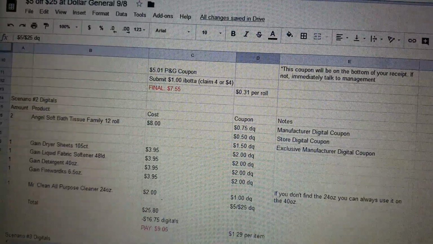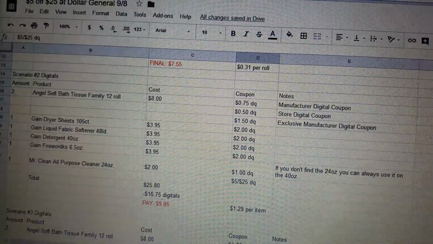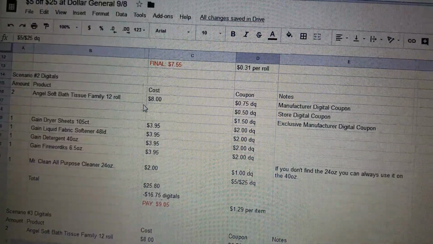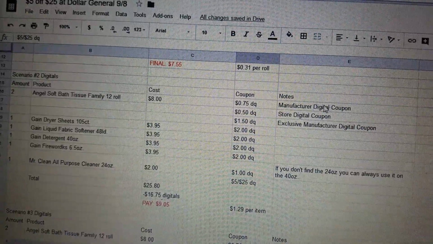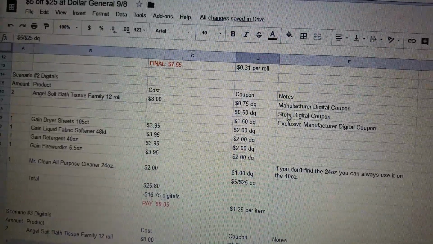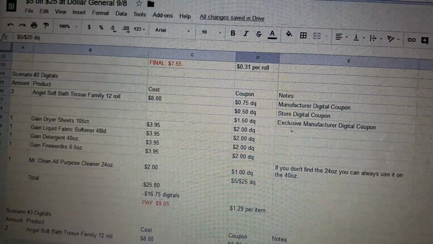This second deal that we have here, it's just digitals. You're going to pick up two of the Angel Soft Bath Tissue Family 12 rolls. They are 2 for $8 right now. We have a 75 cent digital coupon. That's a manufacturer digital. We have a 50 cent store digital coupon. Then we have a $1.50 exclusive manufacturer digital coupon.